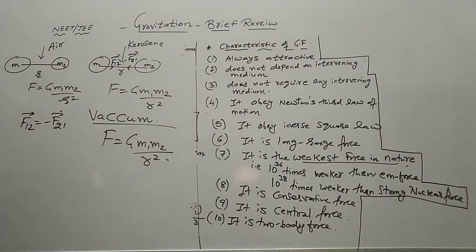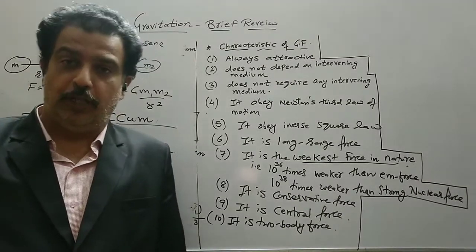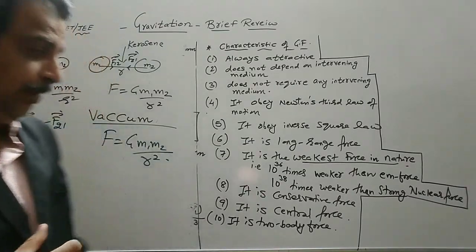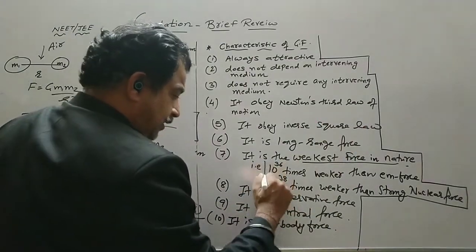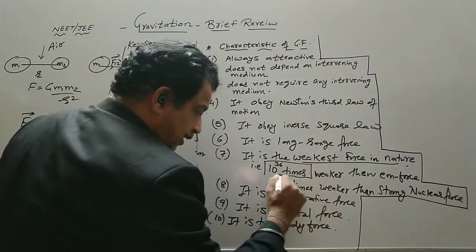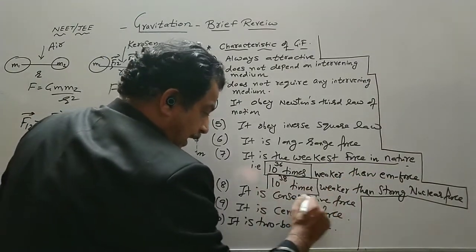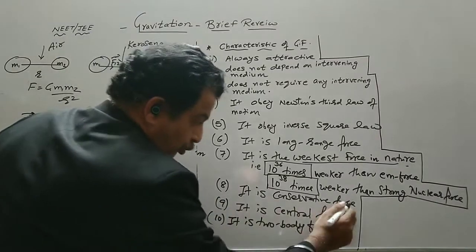So we know there are four fundamental forces in nature. One is the gravitational force, other is the electromagnetic force, third is strong nuclear force, and the fourth is weak nuclear force. Out of these four fundamental forces, it is the weakest force in nature. It is again 10 raised to 36 times weaker than electromagnetic force and 10 raised to 38 times weaker than the strong nuclear force. Then it is a conservative force.